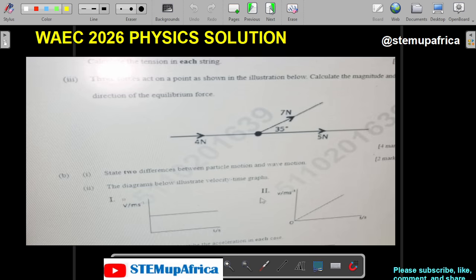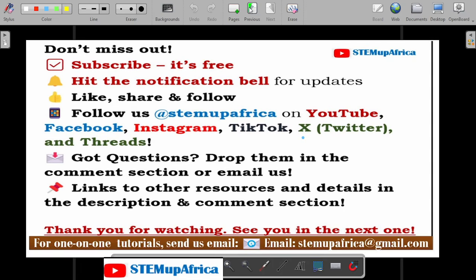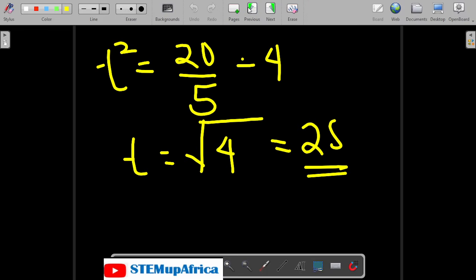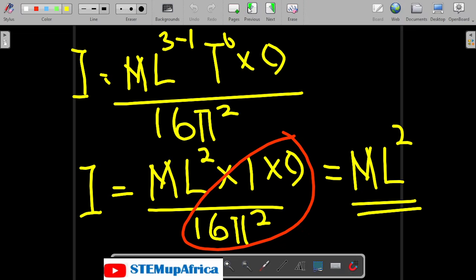The equilibrium force is simply the resultant force.